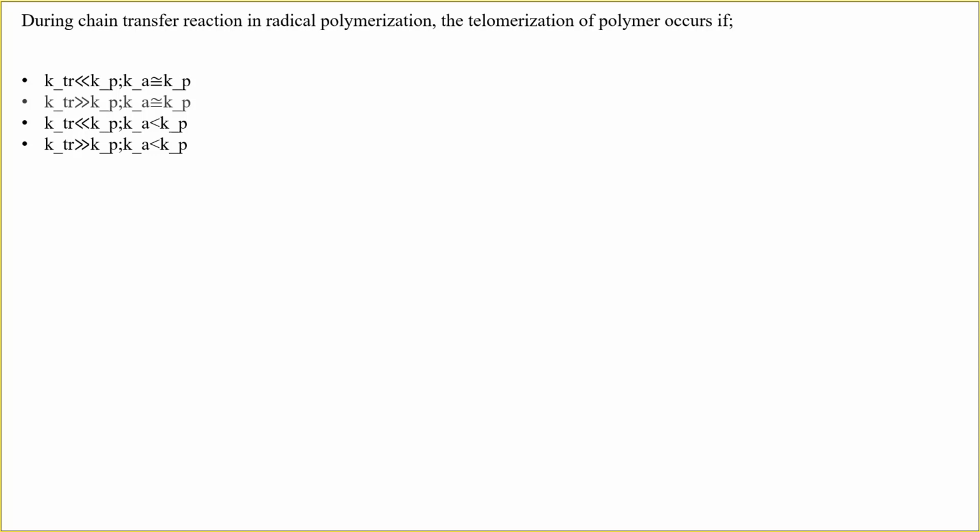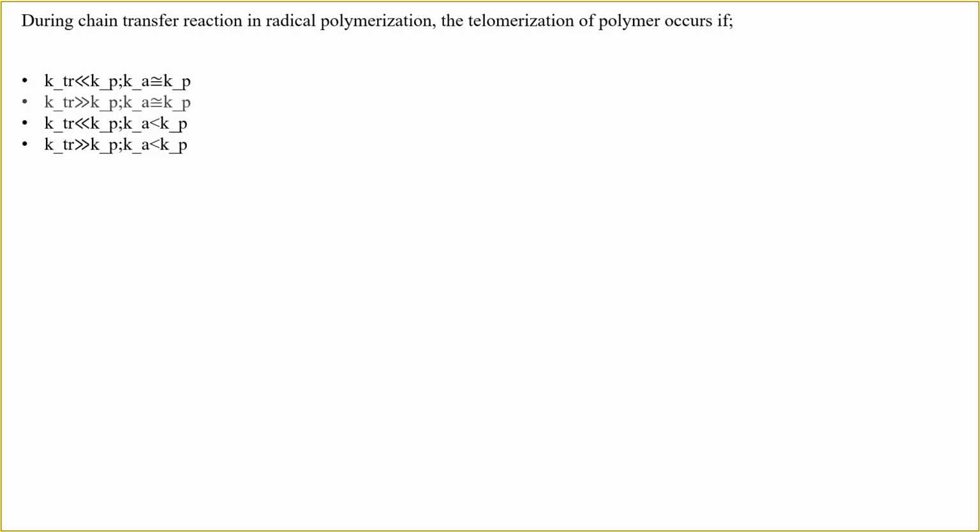So there will be no effect on the rate of propagation itself, but chain length will change drastically, forming small polymers. Since the chain transfer reaction is very fast, it is not able to propagate properly and it is forming small chains. Because of that, this phenomenon is called the telomerization of the polymer. So during polymerization, when the chain transfer reaction is very high, the telomerization process occurs and small polymeric chains are formed.